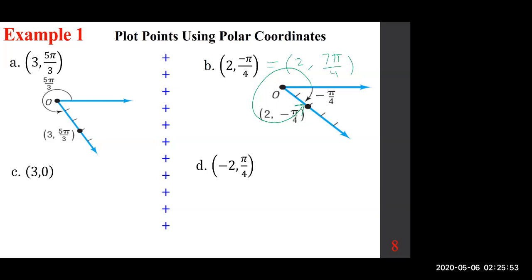We want to draw 3, 0. That means we got to do 0 first, meaning 0 degrees, meaning on the x-axis, on the positive right side of the x-axis or the polar axis, and go 3 tick marks. That's very straightforward. That's very obvious.